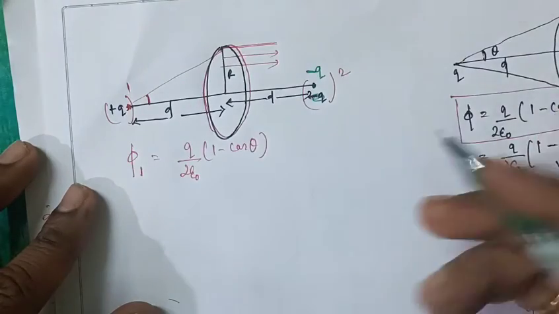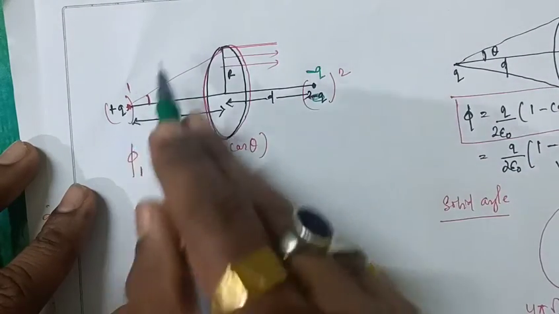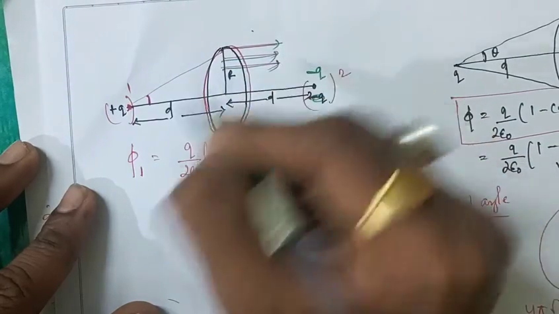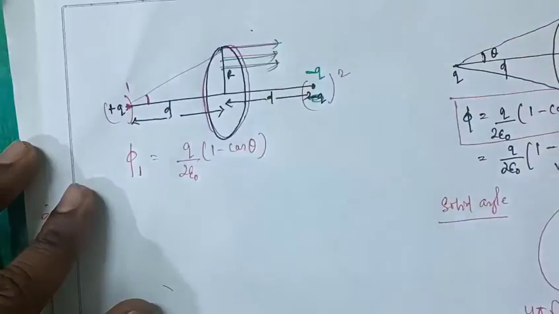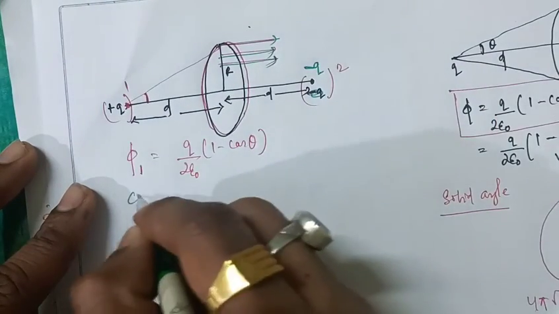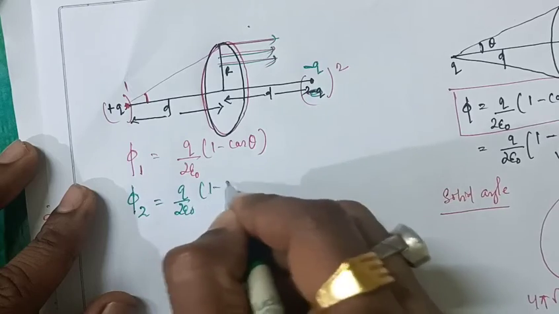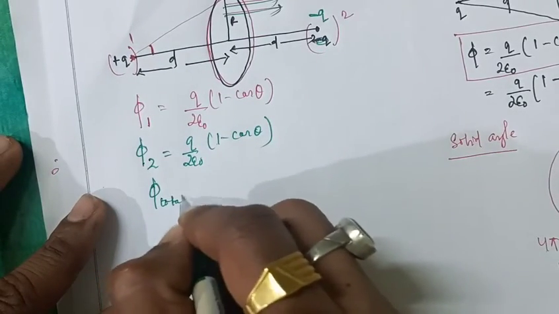I am writing here for better visualization. For the negative charge, field lines come radially inwards. This is positive, radially outward. So the flux will be like this. The total flux will pass like this, and for the negative charge the flux is also like this. So the two fluxes will be added. The same expression, 1 minus cos theta. So the total flux is nothing but what?